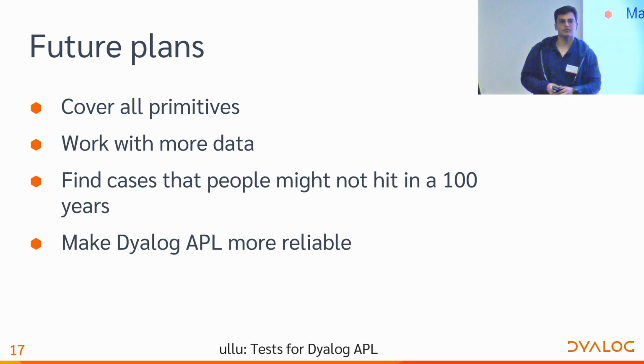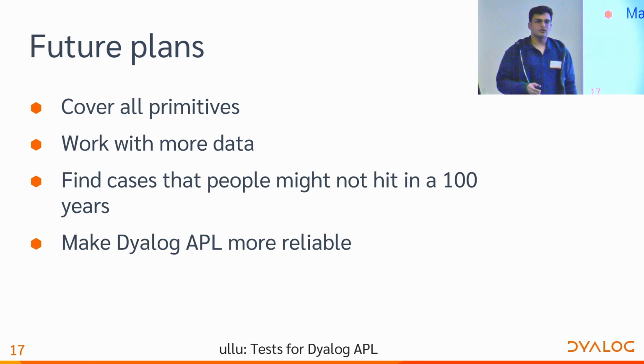So right now our data points are a lot, but what is even enough data? We can have a lot of data because it's at our disposal. And we want to find cases that people might not even hit in 100 years with primitives that they don't use, or specific cases of primitives that one new developer that comes from a different language thinks how it's done. And we might not support that, or we might have not tested that. So it aims to find all of the possible cases. And the plan is to make Dyalog APL more reliable.